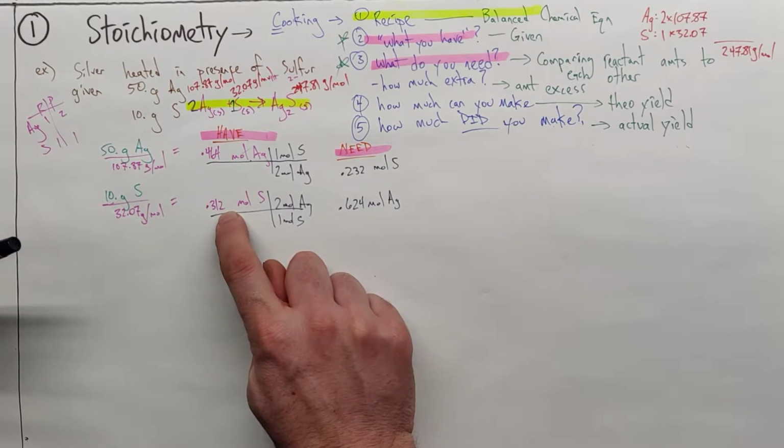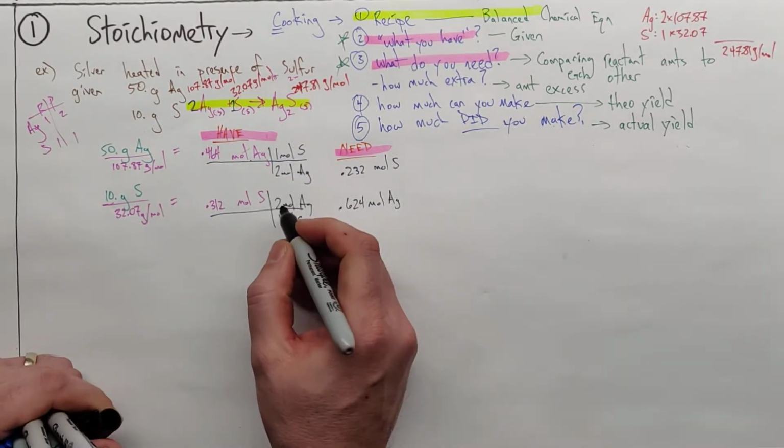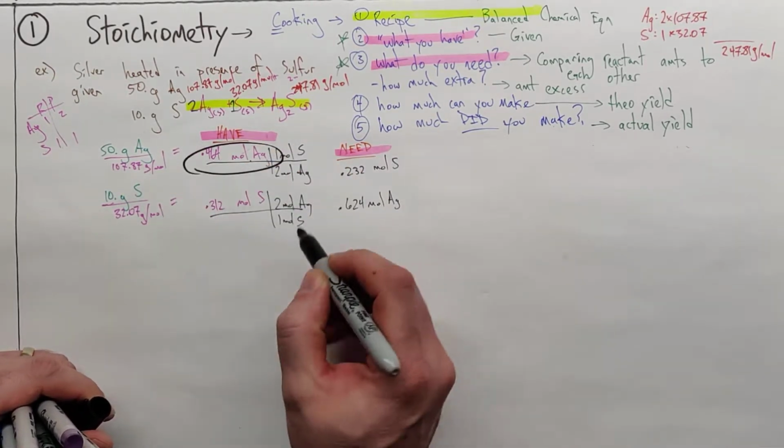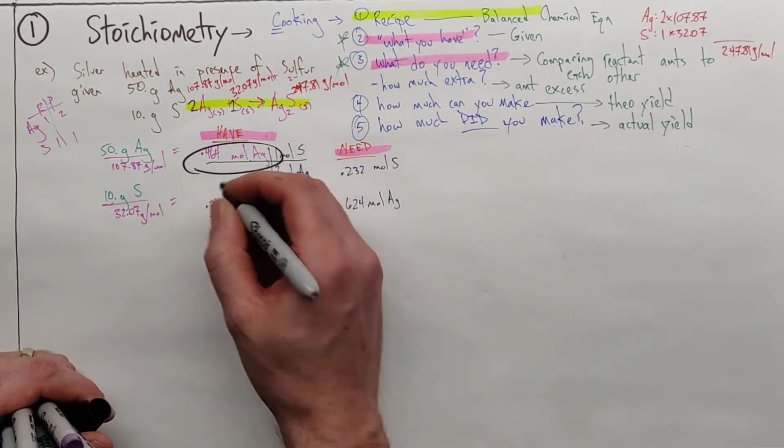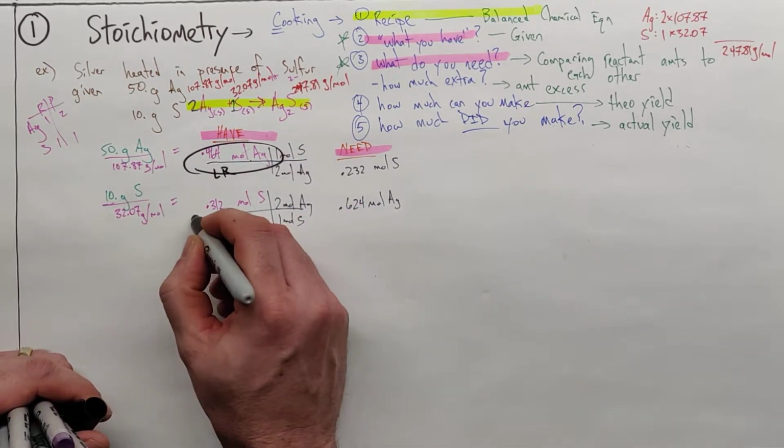I have 0.312, which means I have extra sulfur, and so we can identify some things here. This silver I don't have enough of. That is going to be my limiting reactant. And then this sulfur I have too much of.